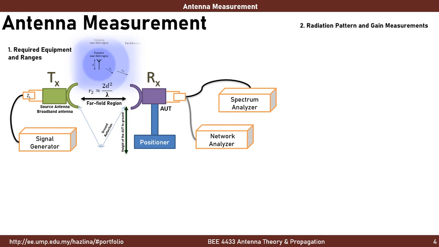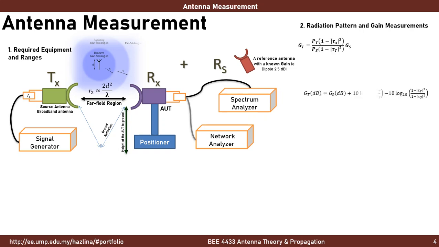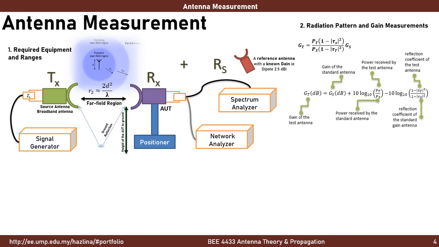To measure the gain of the antenna, a reference antenna with known gain must be utilized. The radiation pattern is measured using the Friis transmission equation as shown here. In logarithmic value, the gain of the test antenna is equal to the sum of the gain of the standard antenna, the power received by the test antenna over the standard antenna, and the reflection coefficient of the test antenna over the standard antenna. Note that for broadband measurements, the frequency transmitted must be varied, which means that the antenna measurement process is repeated with different transmitting frequency.